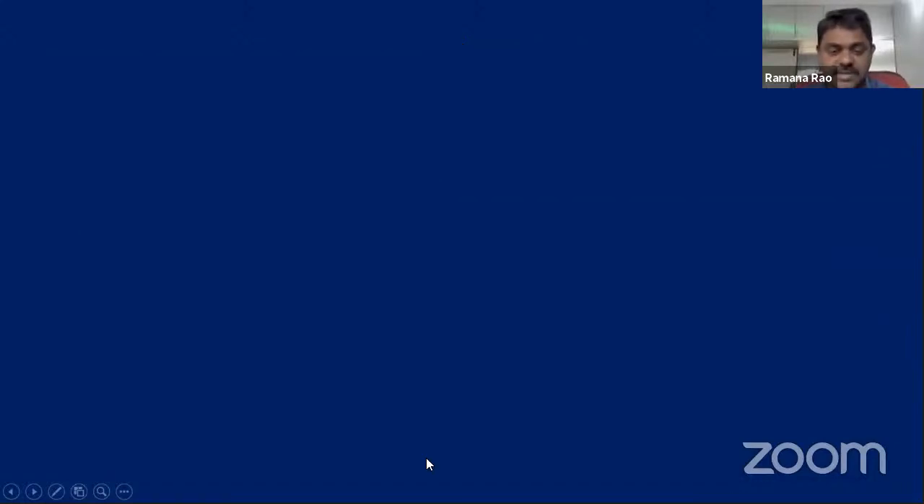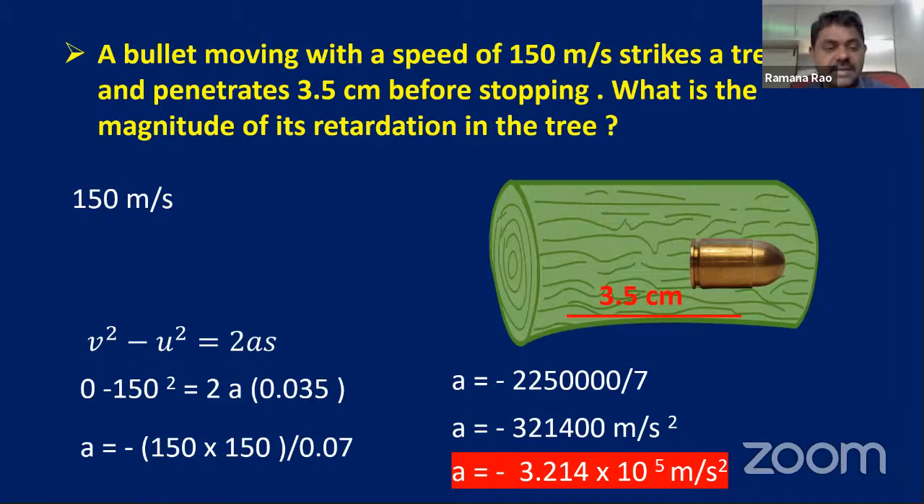So this is how we can solve the problems based on equation of motion. This is an example where you can use one particular equation of motion. Dear children, I hope you understand this problem. We use v square minus u square is equal to 2as in this situation.